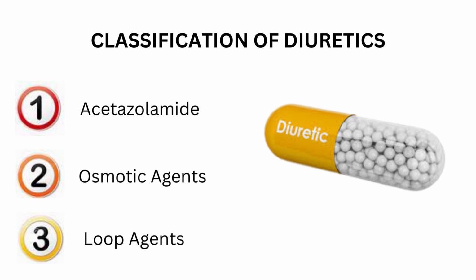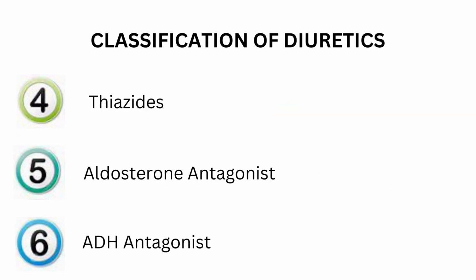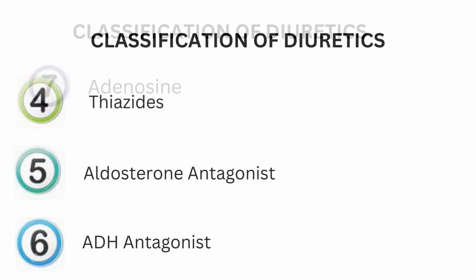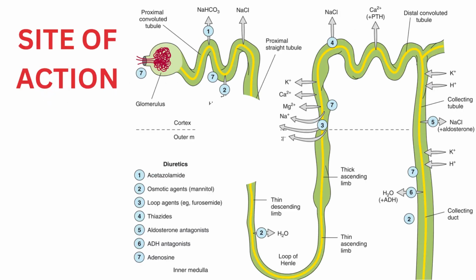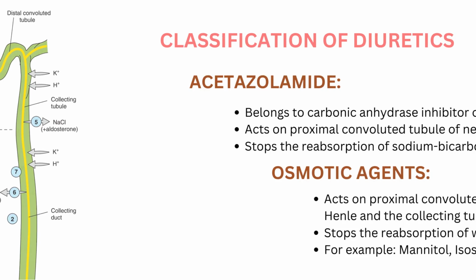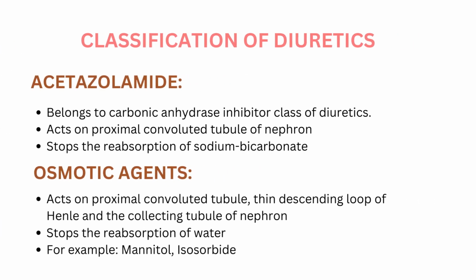Now see the general classification of diuretics, which includes acetazolamide, osmotic agents, loop agents, thiazides, aldosterone antagonist, ADH antagonist, adenosine. Let's move towards the site of action of these classes of diuretics. Acetazolamide belongs to the carbonic anhydrase inhibitor class of diuretics. It acts on the proximal convoluted tubule of the nephron and stops the reabsorption of sodium bicarbonate.